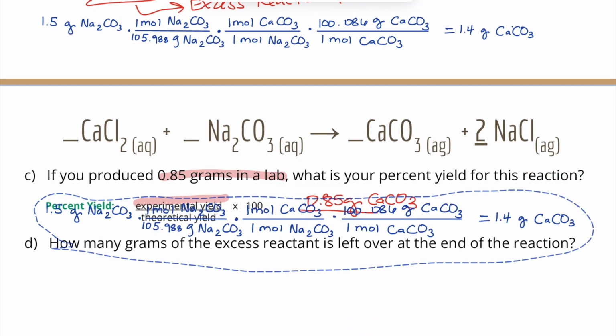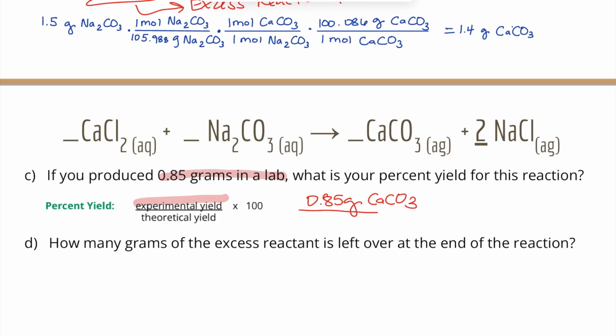We are going to divide by that 1.1 grams of CaCO3, and then multiply times 100 to get that percent yield. We are going to use sig figs here because we're not doing percent composition. This has 2 sig figs, this has 2 sig figs, so 0.85 divided by 1.1 gives me 0.7727, times 100 to get that decimal to a percent. I have 77.27, leaving 2 sig figs, that's going to be 77% for that percent yield.